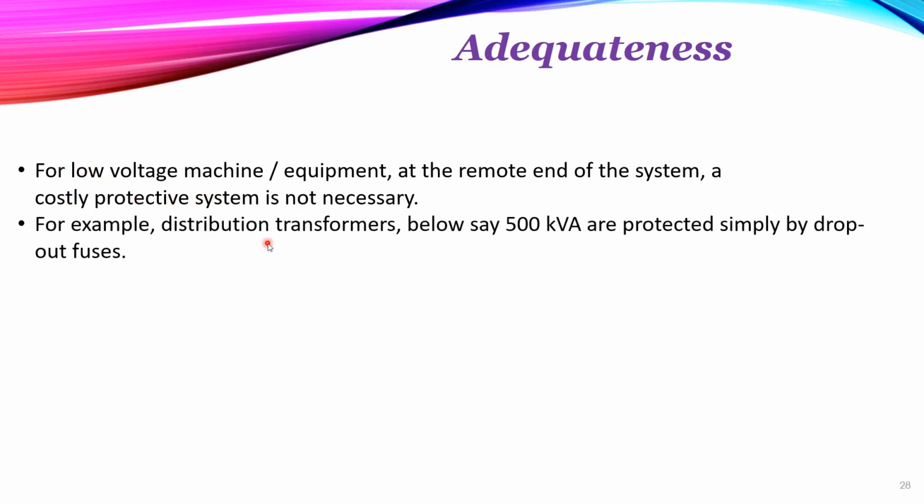For example, the distribution transformer, say below 500 kilovolt-ampere or less than 0.5 megavolt-ampere, should be protected simply by drop-out fuses. They should be protected by cheap fuses, not of course a relay, circuit breaker, and protection scheme, because this relay, circuit breakers, and protection scheme are costly and can be equal to the cost of the transformer itself or higher. So we should protect it by a simple and cheap system, which is the fuses.